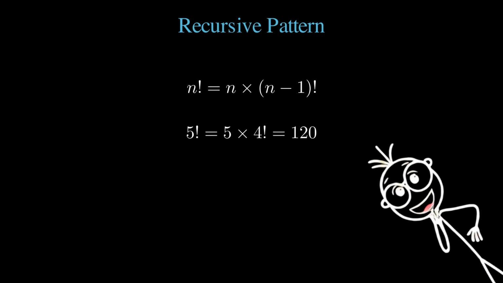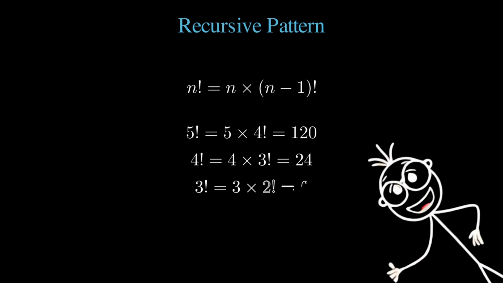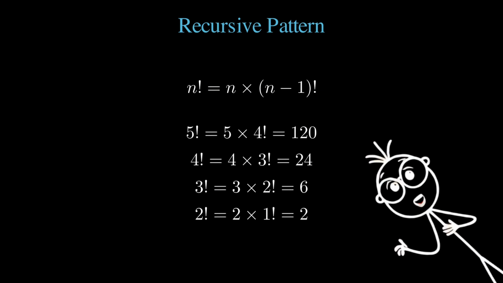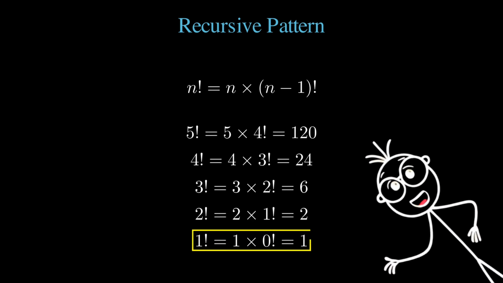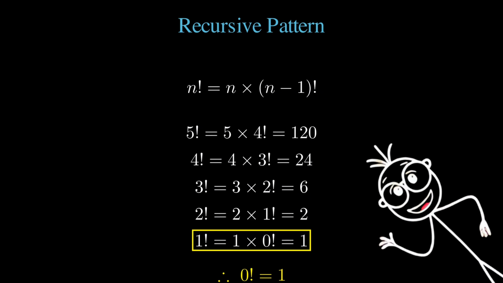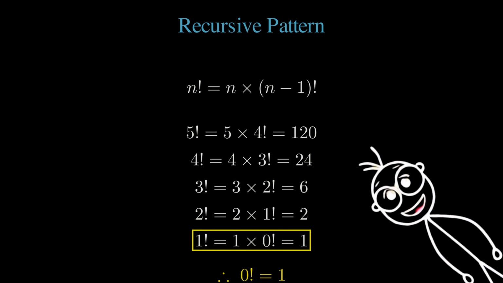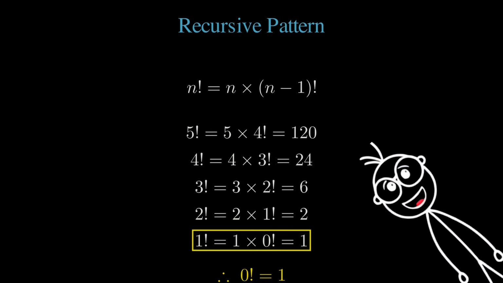Here's a practical way to see it. We know the recursive formula: n factorial equals n times (n minus 1) factorial. For n equals 1, 1 factorial equals 1 times 0 factorial. And since 1 factorial is obviously 1, that means 0 factorial must be 1 to make the equation hold. If 0 factorial were anything else, the whole chain of factorials would break down.